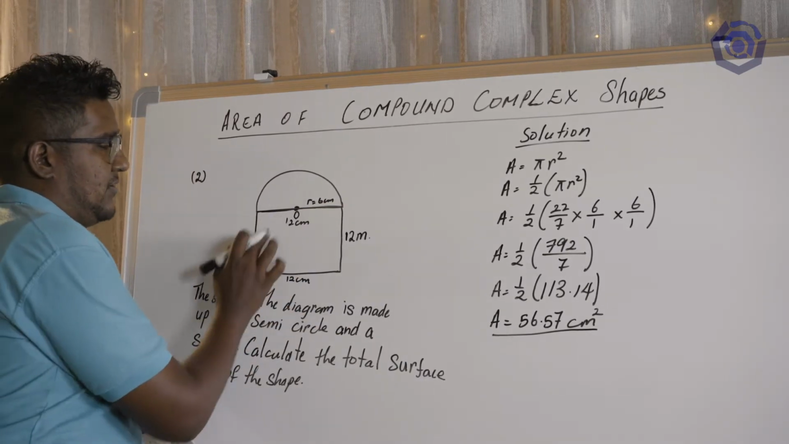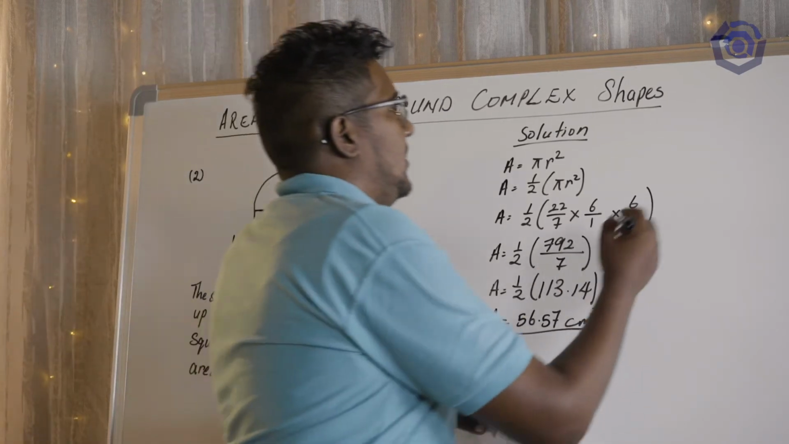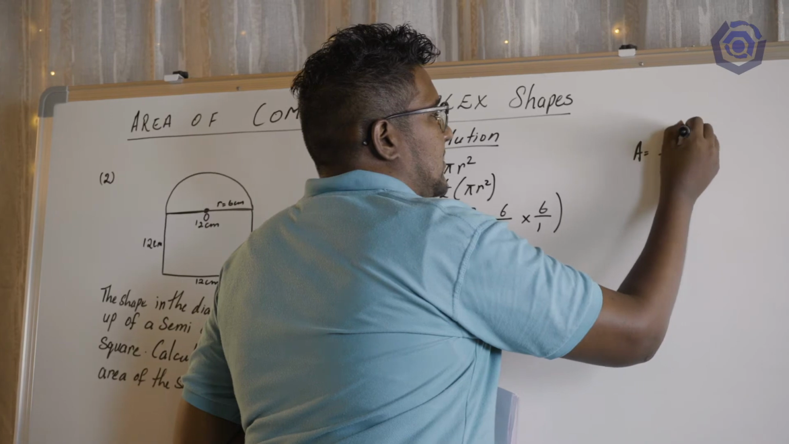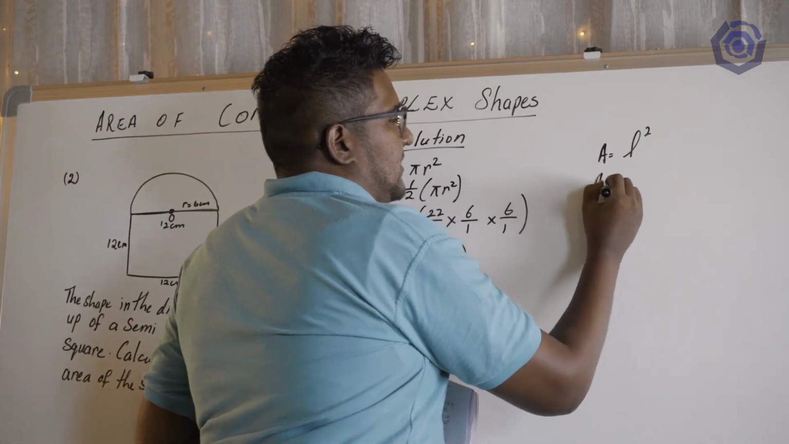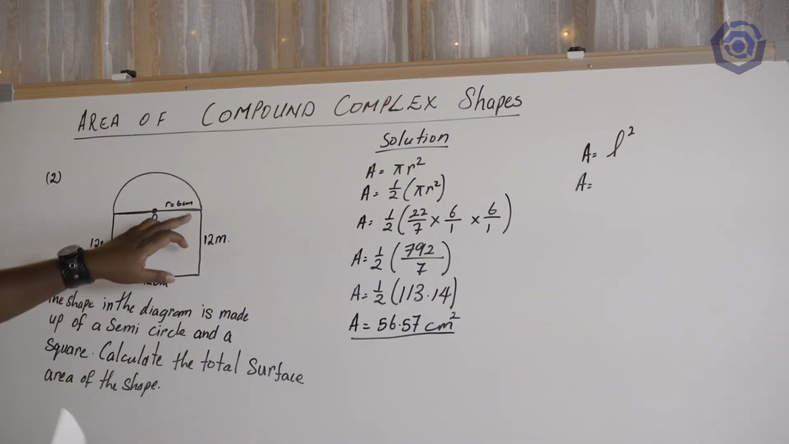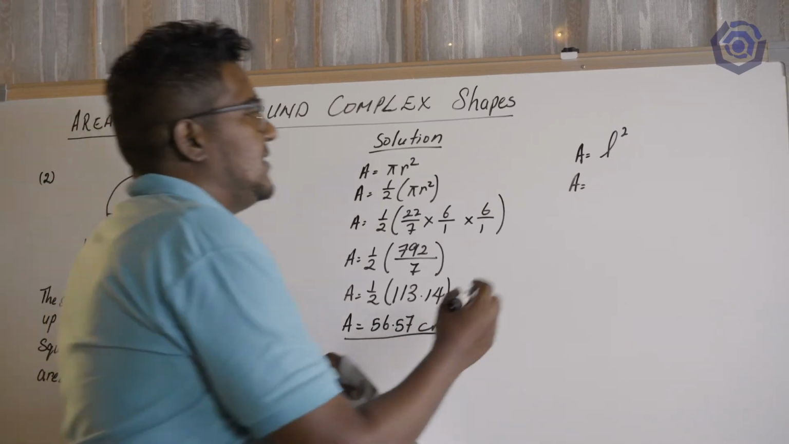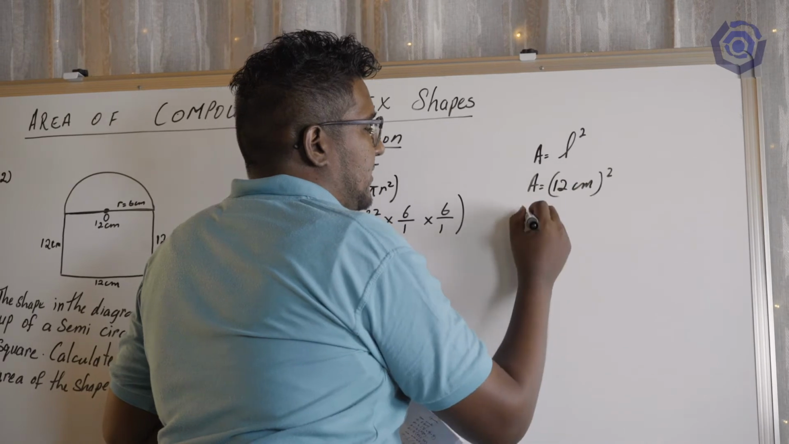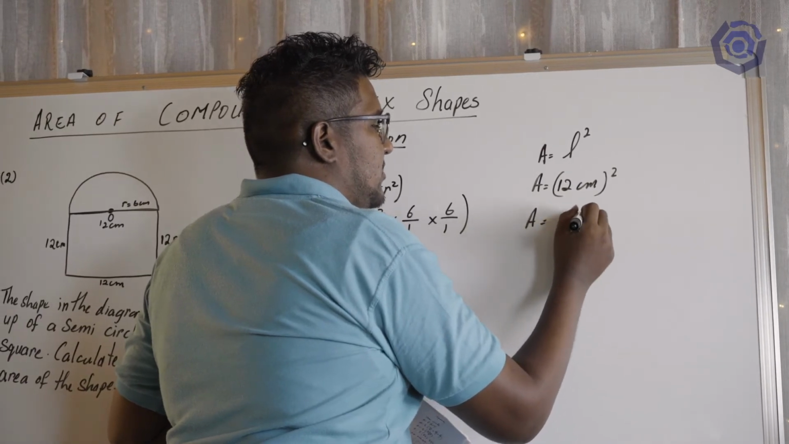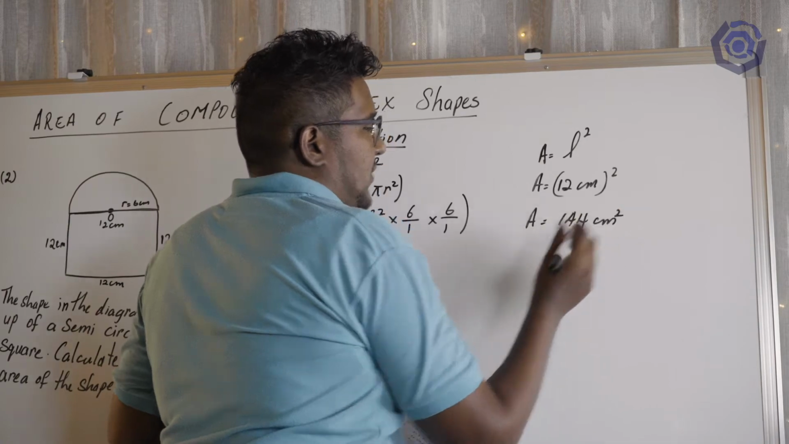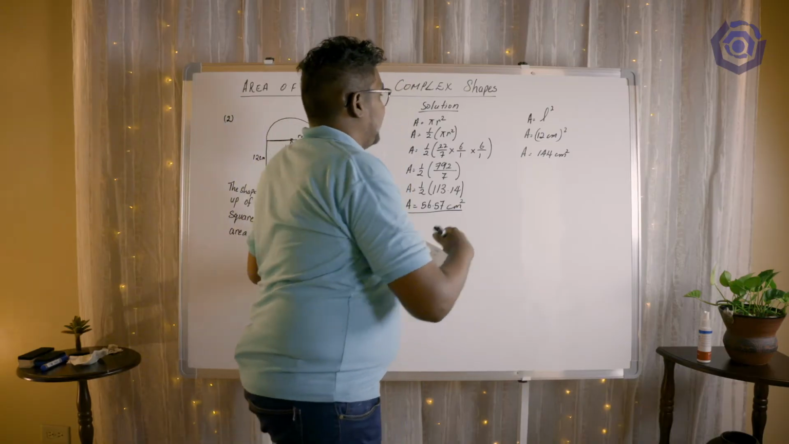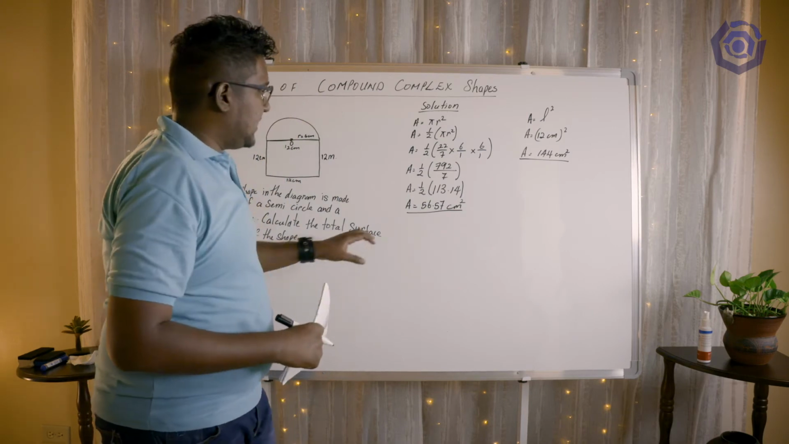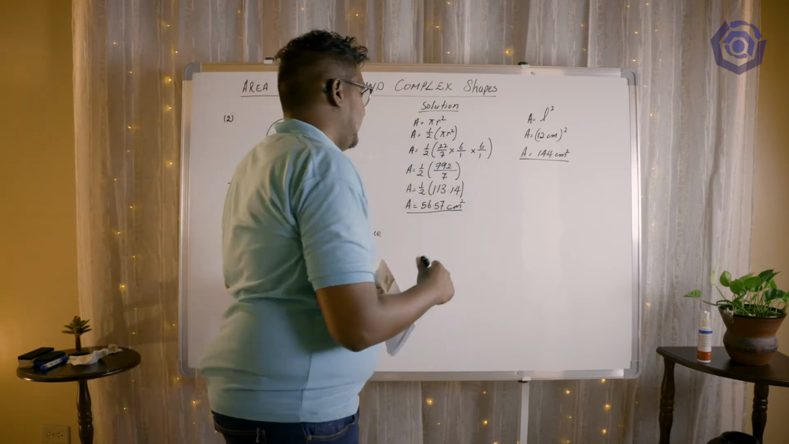Now we have to go and find the area of our square. So for the square, we remember that A is equal to L squared, where L is the length of one side, and the length of one side here is 12. So this is going to be 12 cm all squared. A is equal to 144 cm squared. So we found the area of the semicircle, we found the area of the square. So the total surface area will be the sum of these two.